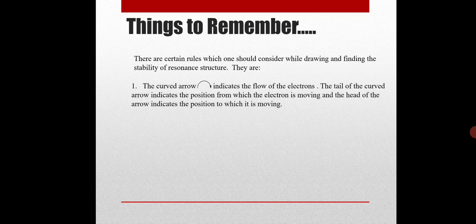The first point that you should remember is that while drawing the resonance structure we use curved arrows. The curved arrows always indicate the flow of electrons. The tail of the curved arrow indicates the position from which the electron is moving, and the head of the arrow indicates the position to which the electron is moving. These curved arrows should move in one direction.